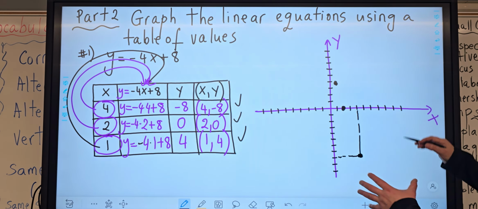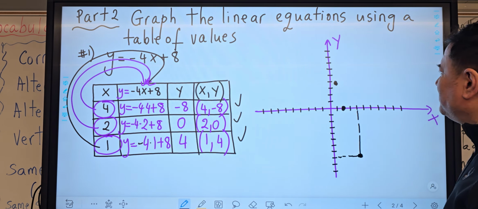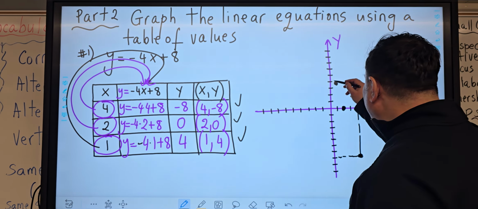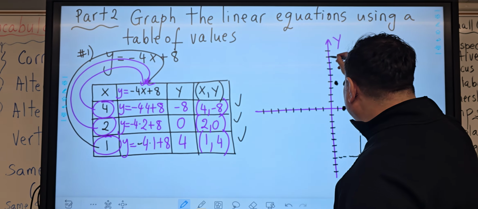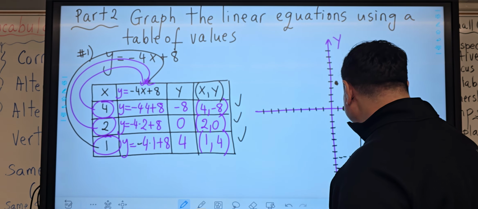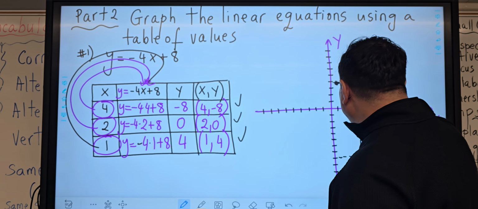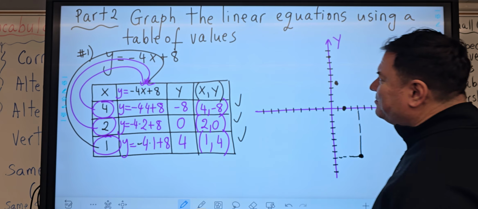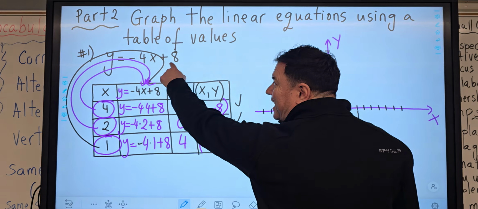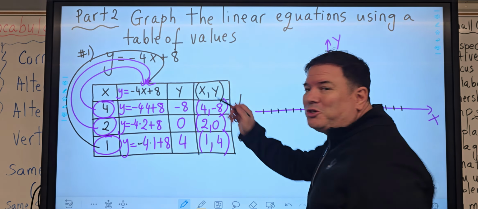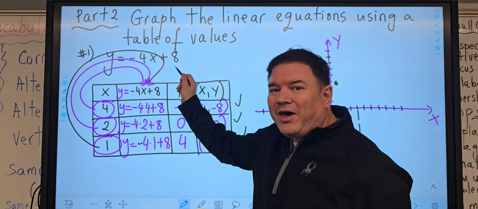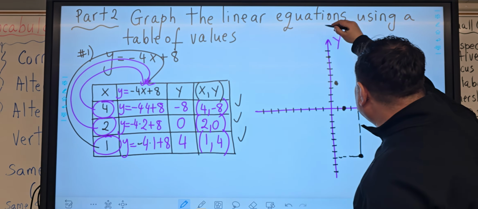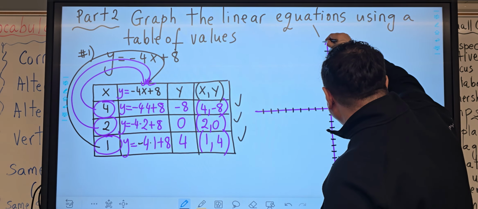And now we are going to connect those points. 1, 2, 3, 4, 5, 6, 7, 8. It's going to go through here. It's going to go 1, 2, 3, 4, 5, 6, 7, 8, right through there, because this is going to tell us, and I'm going to explain to you why, this positive 8 is the y-intercept. So let's connect the dots.